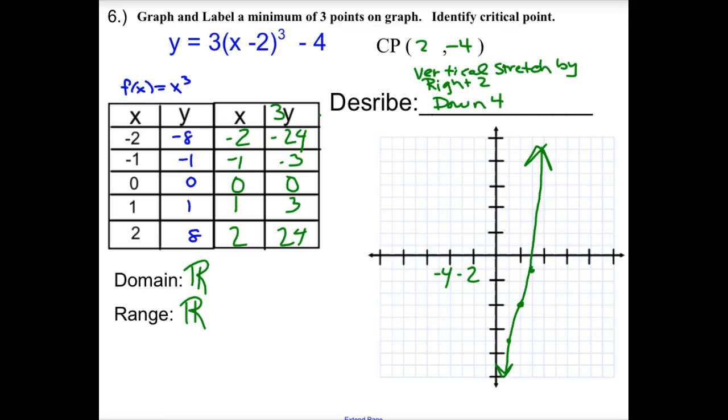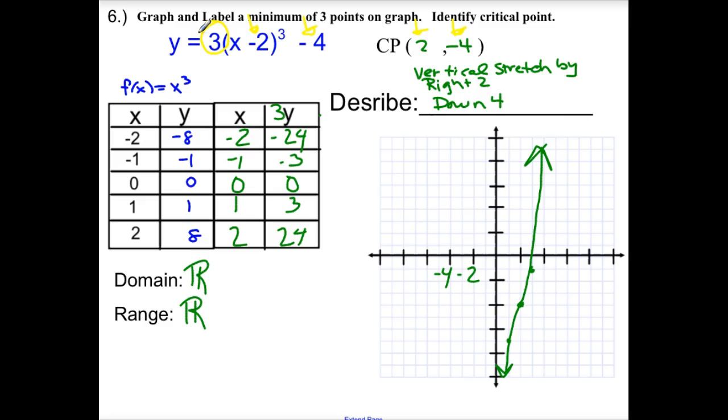Question 6, we have the cubic function. And again, we have a translation. So looking inside the parentheses grouped with the x, it looks like we're going left 2, so we're actually going right 2. Outside the parentheses, we're going down 4, and that's normal, so the y value of our critical point is -4. We also have multiplication by 3 outside the parentheses, so that is a vertical stretch by 3.